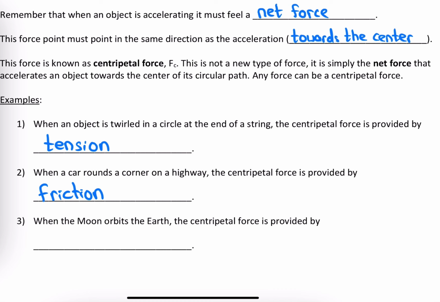And a more obvious example here is the moon orbiting the Earth. So the moon will travel in a circular path around the Earth, meaning it is accelerating towards the center of that circle. So there's a force towards the center of that circle. And what's the force that pulls the moon towards the Earth at the center of its path? Well, in that case, the force would be gravity.